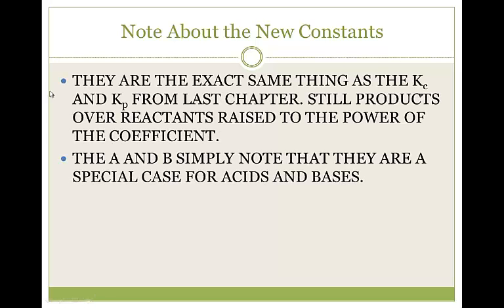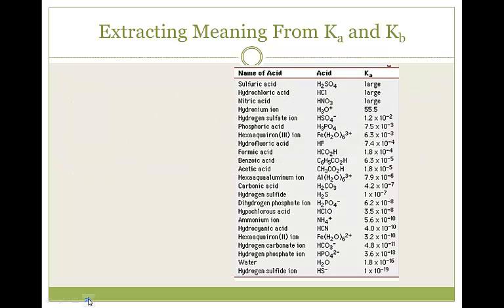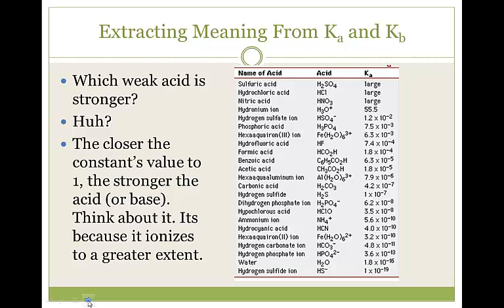Okay, this slide is here just basically to tell you, do not freak out about the Ka and Kb. You're going to write them the same way, products over reactants. We're just replacing the Kc and the Kp with an A and a B, A standing for acid and B standing for base.